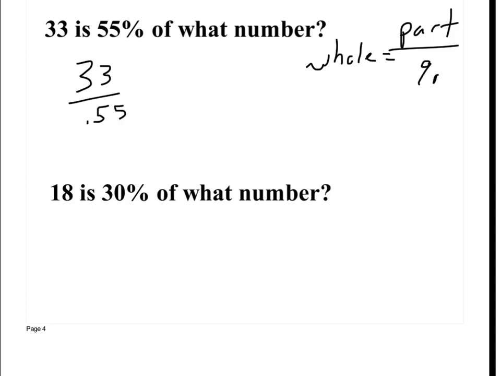Do not multiply or divide by a percentage. You will get it wrong. You always change the percent to a decimal. Do not forget that. Someone's going to do that tomorrow. Don't do that. Change it to a decimal, and then you can divide or multiply. In this case, it would be divide. 33 divided by 0.55 gives you 60, which is your whole.